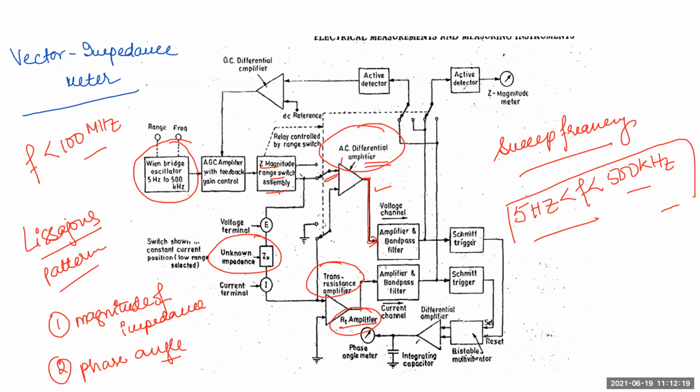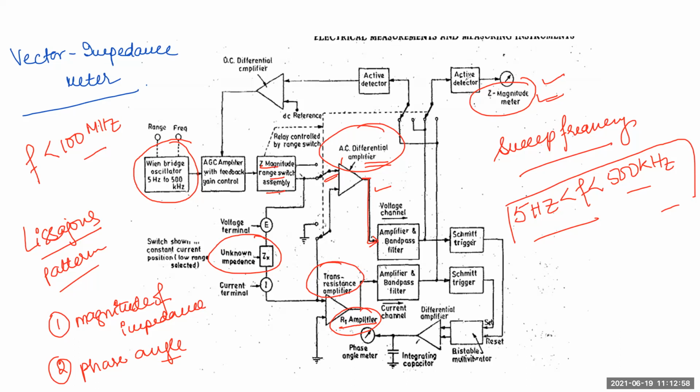And one more thing you see here, the Z magnitude meter. This one I forgot to explain. The output of the bandpass filter is also connected to the Z magnitude meter, which measures the voltage across the unknown impedance, and then it is calibrated accordingly to give the result. This Z magnitude meter is important for detection, and it is connected with the active detector also, so you can detect the value very easily.